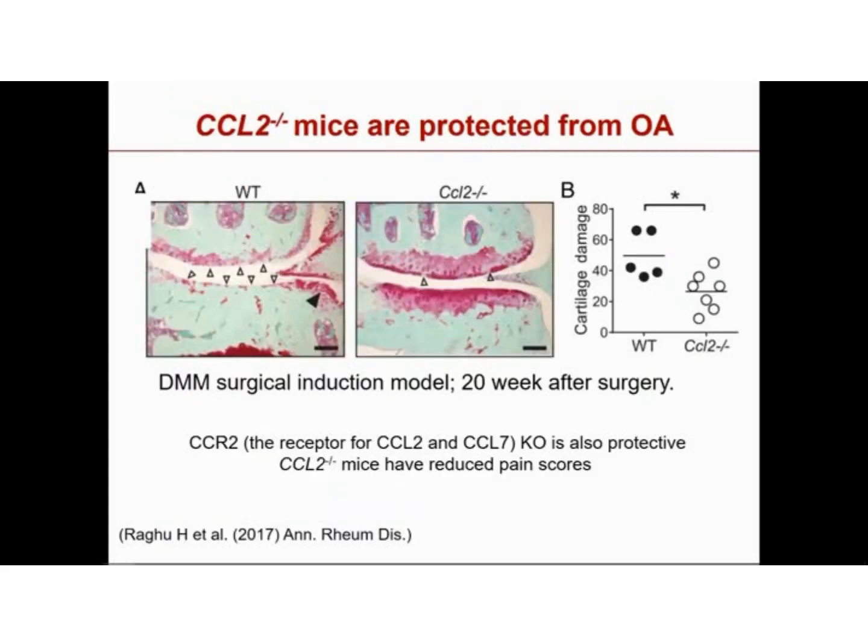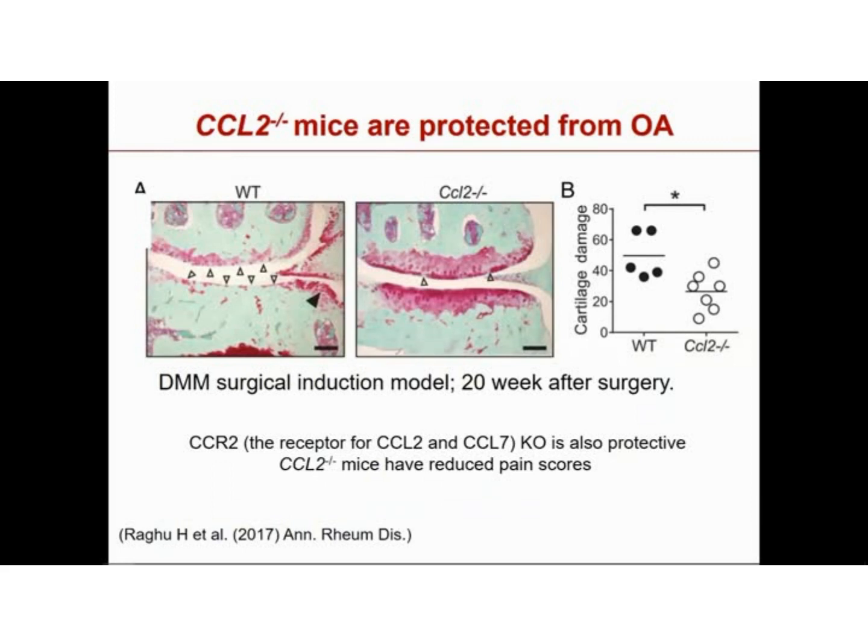And here I just want to remind you that the CCL2 negative mice are actually protective from OA. Also the CCR2 knockout mice, CCR2 is the receptor for both CCL2 and CCL7, and they are also protected from OA in this mouse model of surgery-induced OA. So this means that these two cytokines are actually quite important.